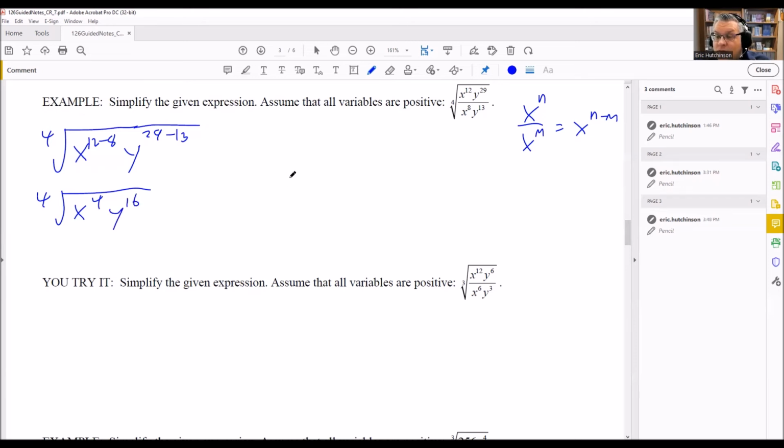y to the 16th. To get the answer, we'll do the same thing we did in the previous problem. All you have to do is divide these. So 4 divided by 4 is just x to the first power, and that's it. And then 16 divided by 4, you'll get y to the 4th, which means the answer is going to be x y to the 4th, and that's how you simplify that. We'll do another one of these where you have to simplify.